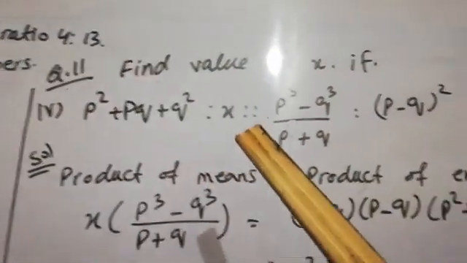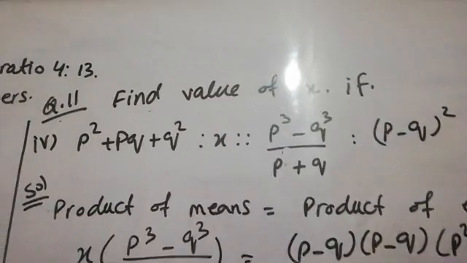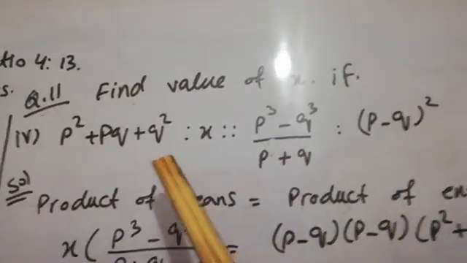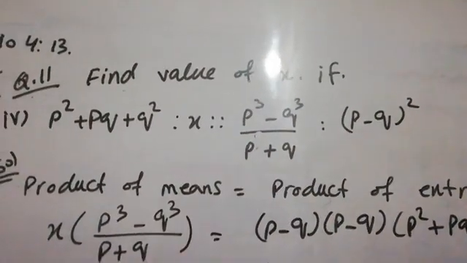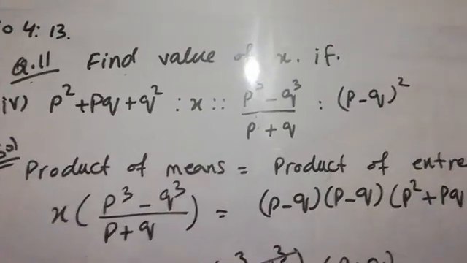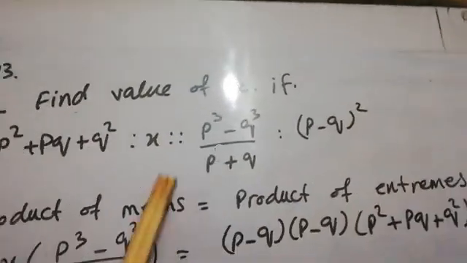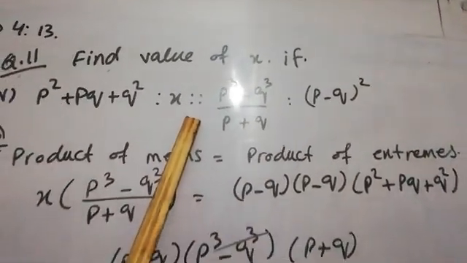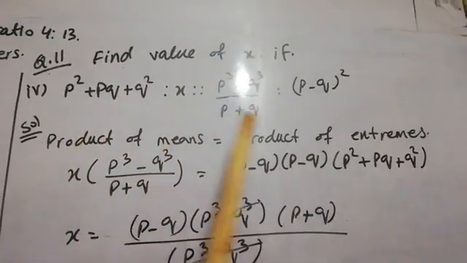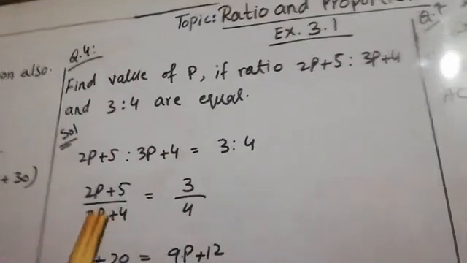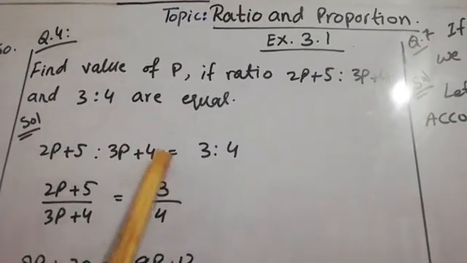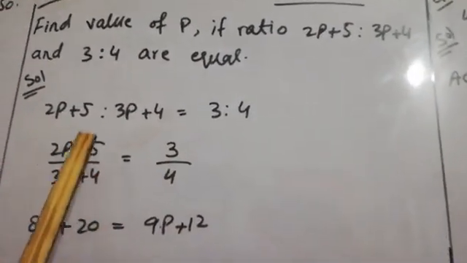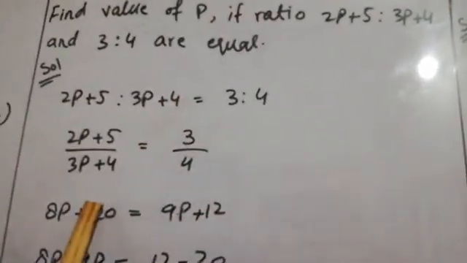Question number 11, the last question of this exercise. Find the value of x if the question is given in the form of proportion. Dear student, remember one thing, if the question is given in the form of this proportion, then we will use the formula product of means and product of extremes. But if the question is given in the form of equality, then we will write it in the fraction form and then use the cross product formula.